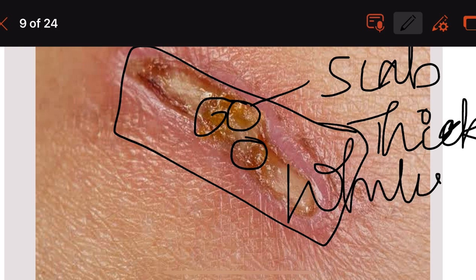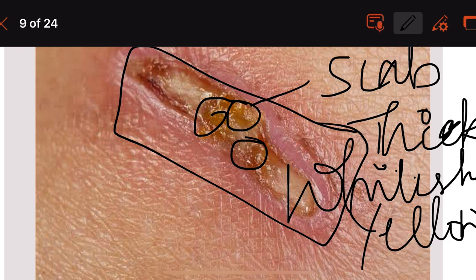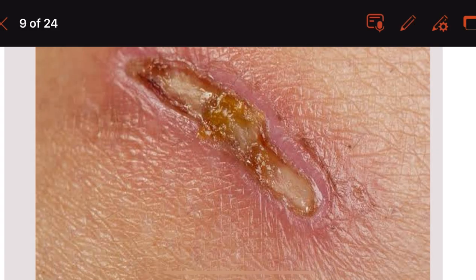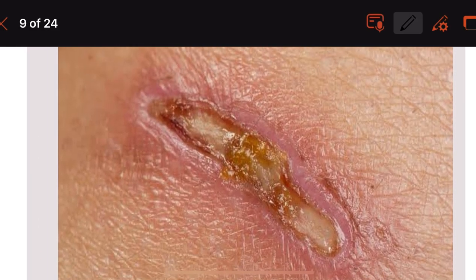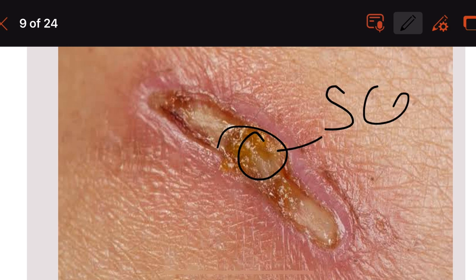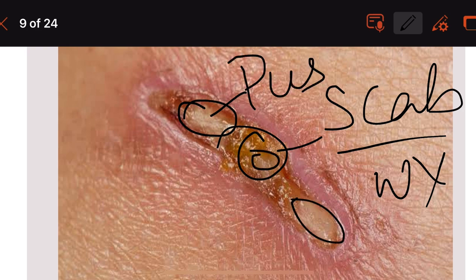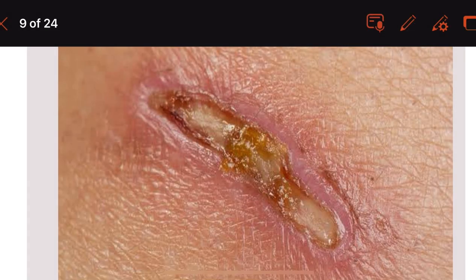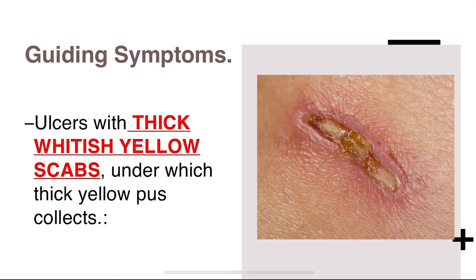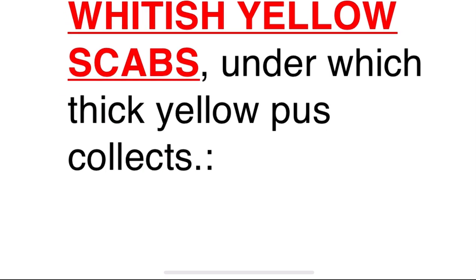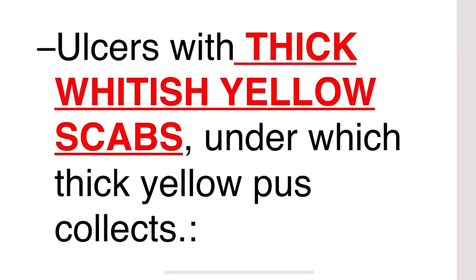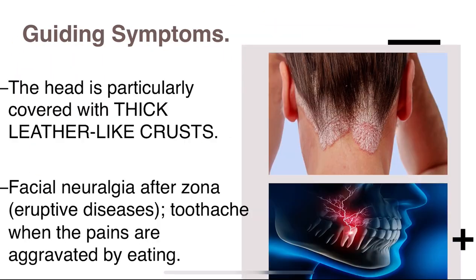It is a thick whitish yellow scab, along with the thick yellow pus which is collecting underneath. You can see beautifully given, the thick yellow pus is collected underneath the scab. You can see the pus collection. This is the very characteristic symptom. This is how the skin ulcers will be presenting. The ulcers have a thick whitish yellow scab under which the thick yellow pus collects.